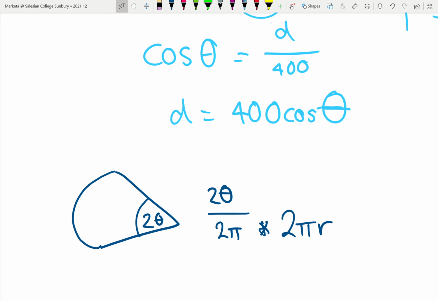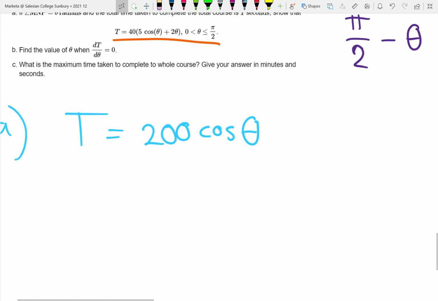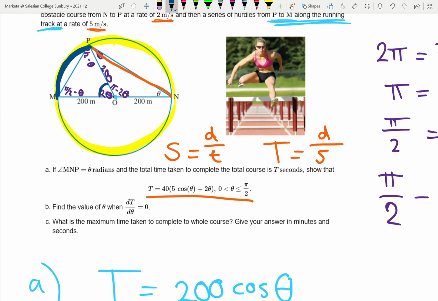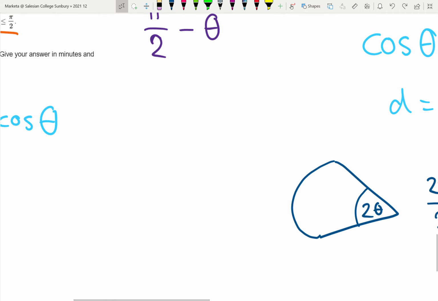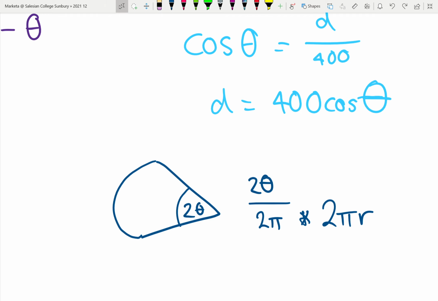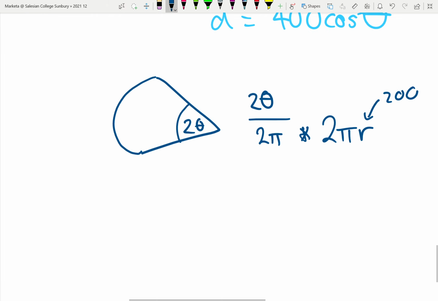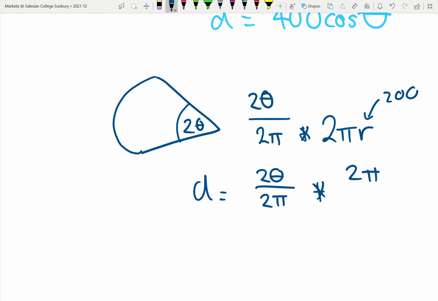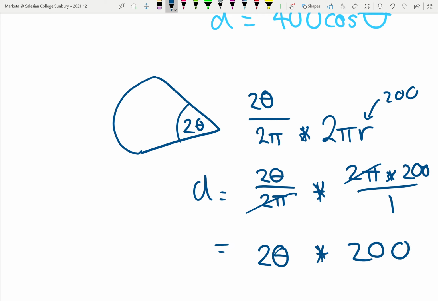And we know the radius of that as well. So let's go back and have a look. So the radius is this, the 200. So we can put that in for 200. So we get this distance is 2 theta over 2 pi times 2 pi times 200 over 1. So, well, they will cancel out for a start. And it equals 2 theta times 200. And that is 400 theta.